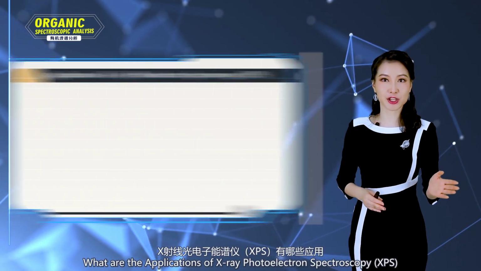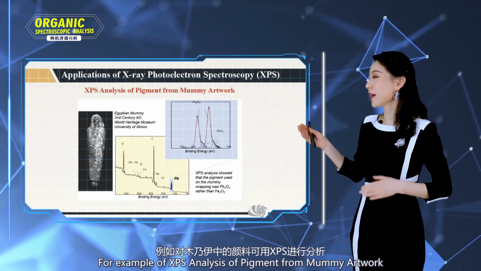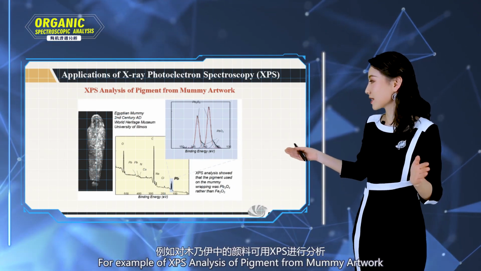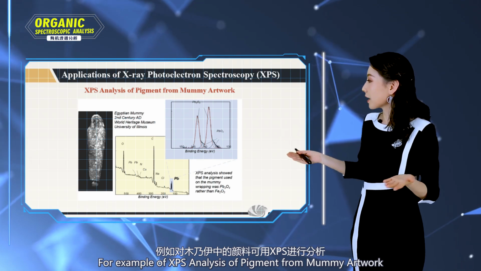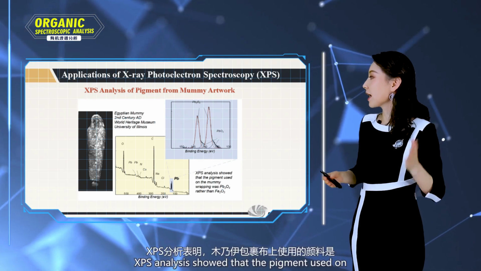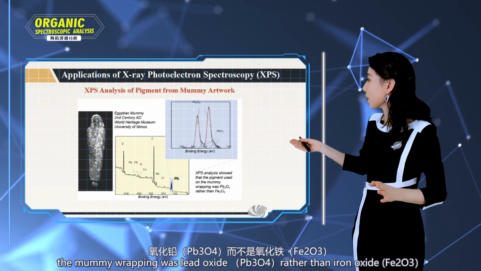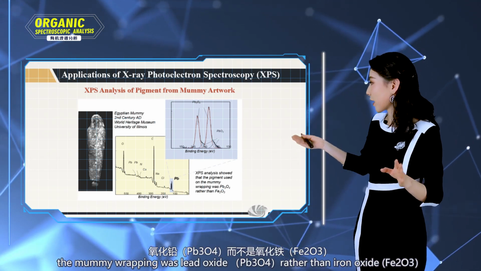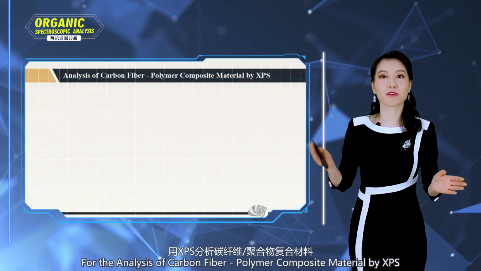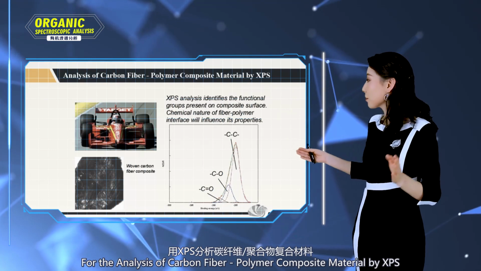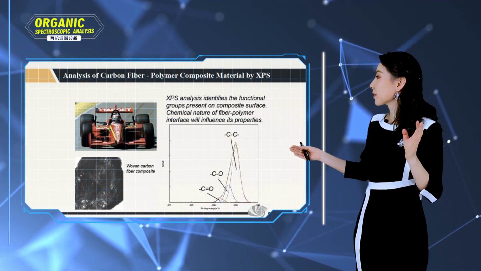What are the applications of X-ray photoelectron spectroscopy? Here are examples of XPS analysis of pigment. For mummy artwork, XPS analysis showed that the pigment used on the mummy wrapping was lead oxide rather than iron oxide. Next, the analysis of carbon fiber polymer composite material by XPS.